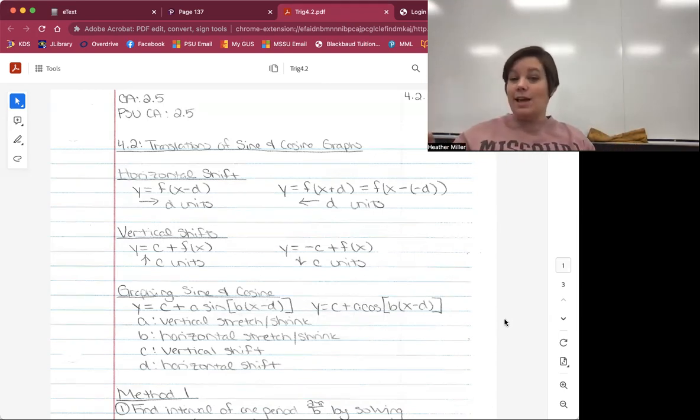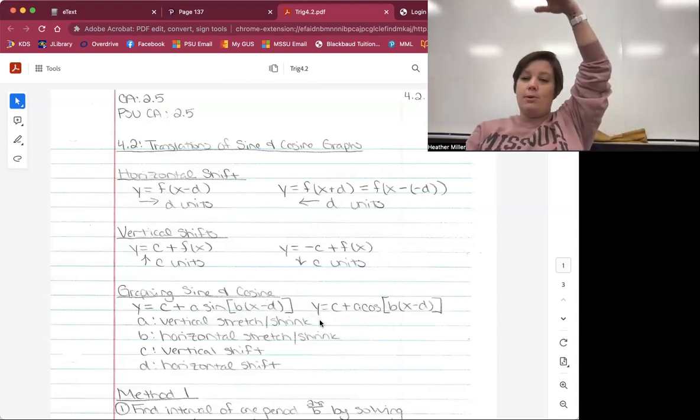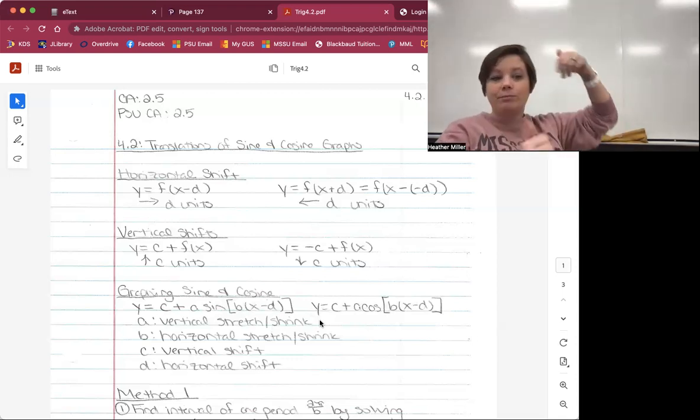But each of those letters tells us a different translation that's happening. The c, or I guess I'll go in order because it says a. The A is our vertical stretch or shrink. That's what we did in 4.1. That's our amplitude. That's telling us how much we're stretching up or how much we're squishing our graph down.